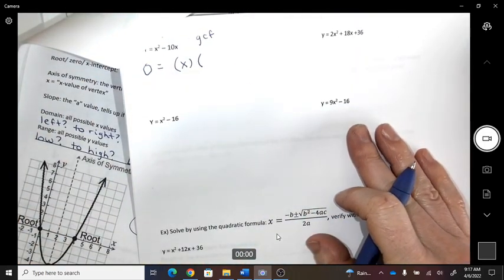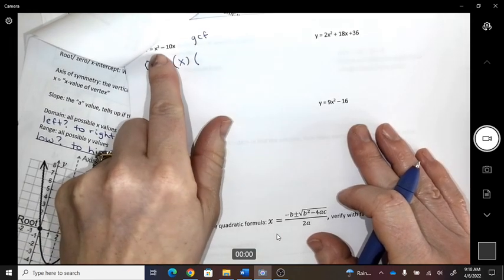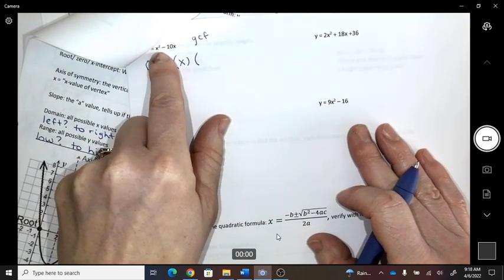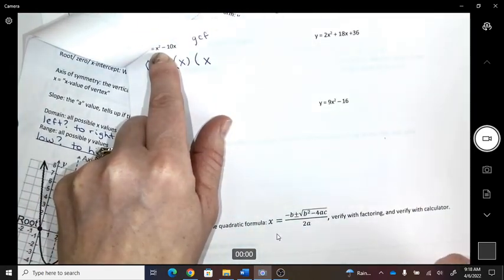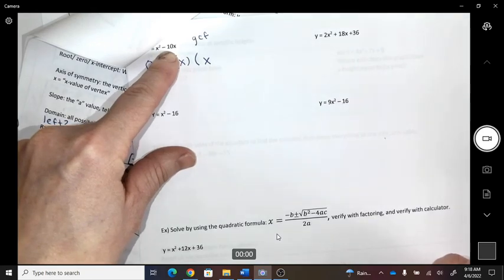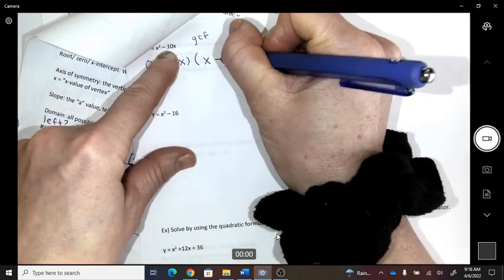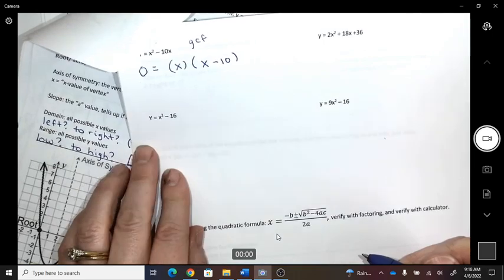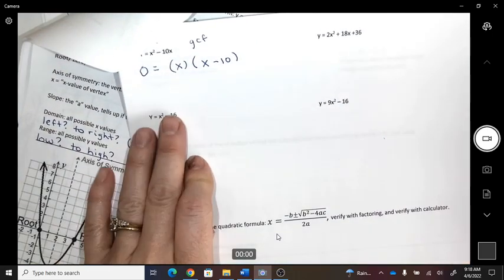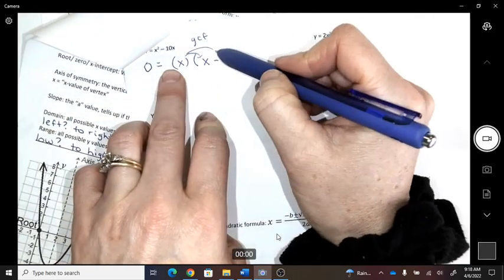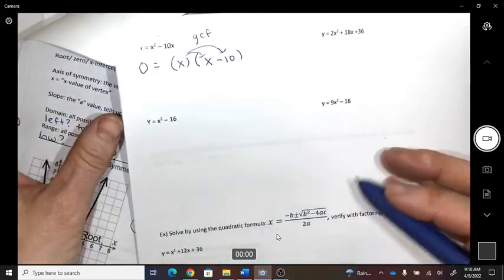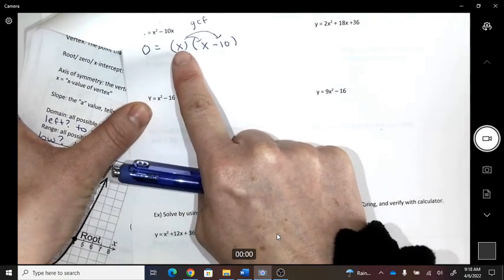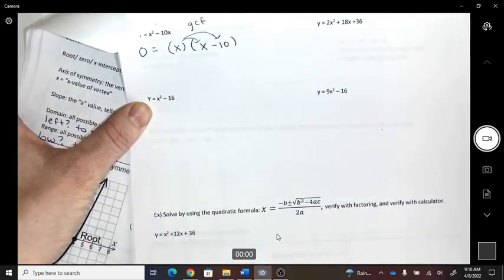Okay, now I'm going to write what's left. So if I divide this by x, x squared divided by x leaves me with an x. Negative 10x divided by x leaves me with a negative 10. Okay, I always say, why don't you multiply just to make sure it goes back to that. If I multiply this, does it make x squared minus 10x? Do you see the multiplying it back?